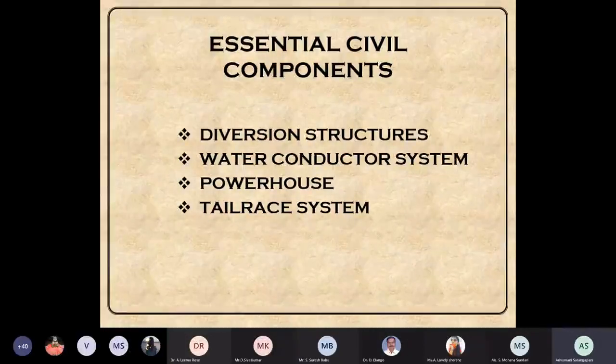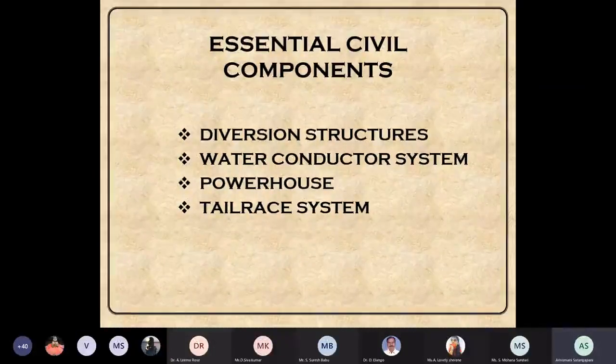Then comes the power house. Power house is nothing but the housing of your turbine and generator, where the final output comes. So this is called the power house. Everything will be there, like electro-mechanical equipment, control room, service bay, transformer bay, and everything will be enclosed in this power house.